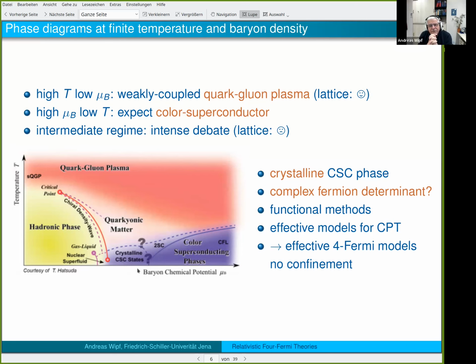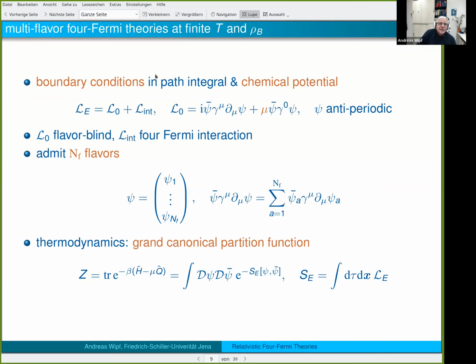Okay, so let me be a bit more specific now. So we think we have some sort of Four-Fermi theory. Again, it has a free part, the free theory, which includes the chemical potential. And of course, if I do thermodynamics or quantum statistics, I automatically have to work with the Euclidean version of the theory, because you want to discuss quantum statistics of the model, discussing phase diagrams and so on. And this is the interaction term, which contains some Four-Fermi interaction, which I don't specify at the moment.